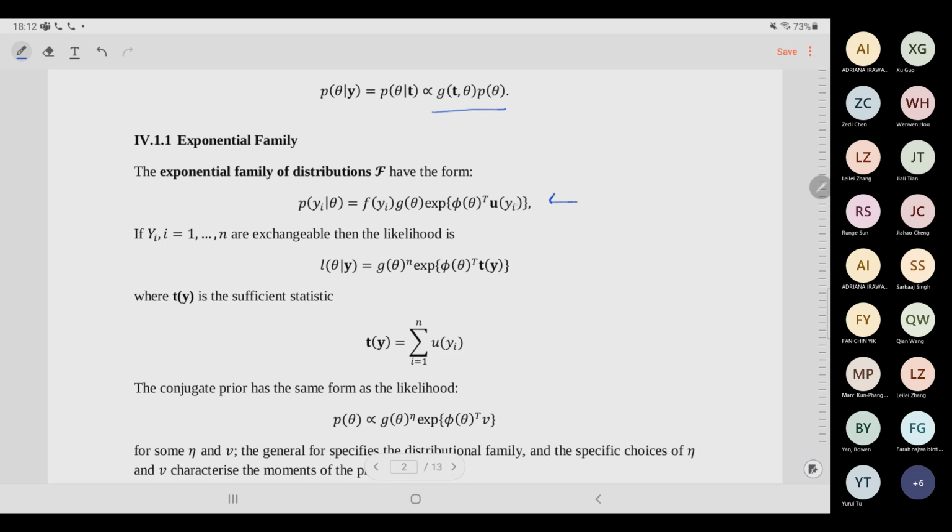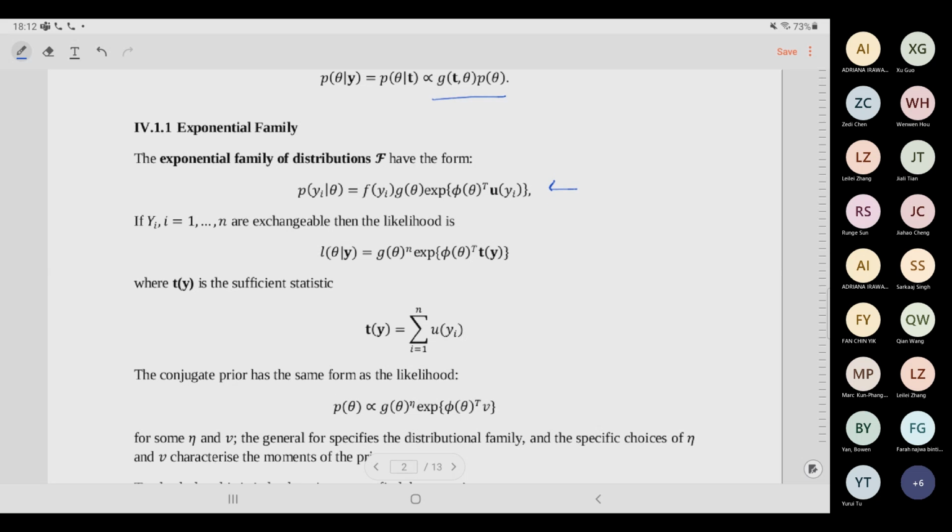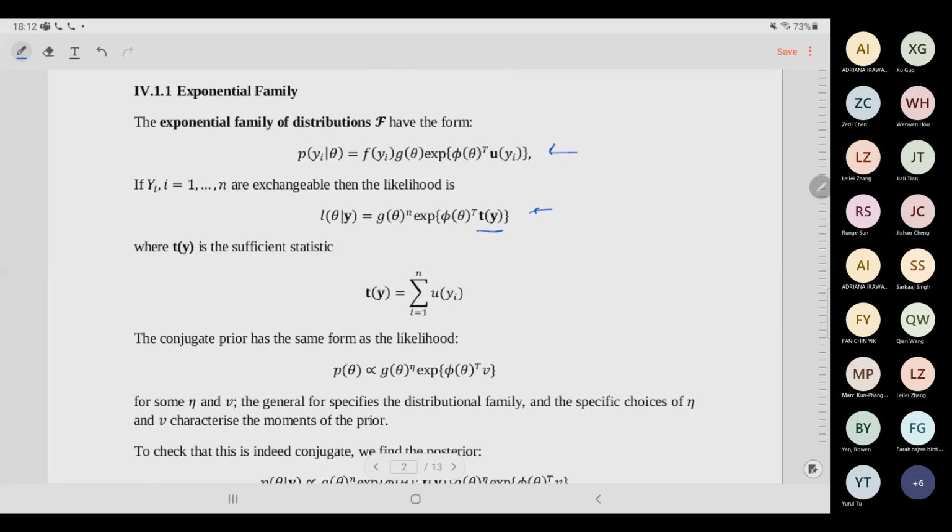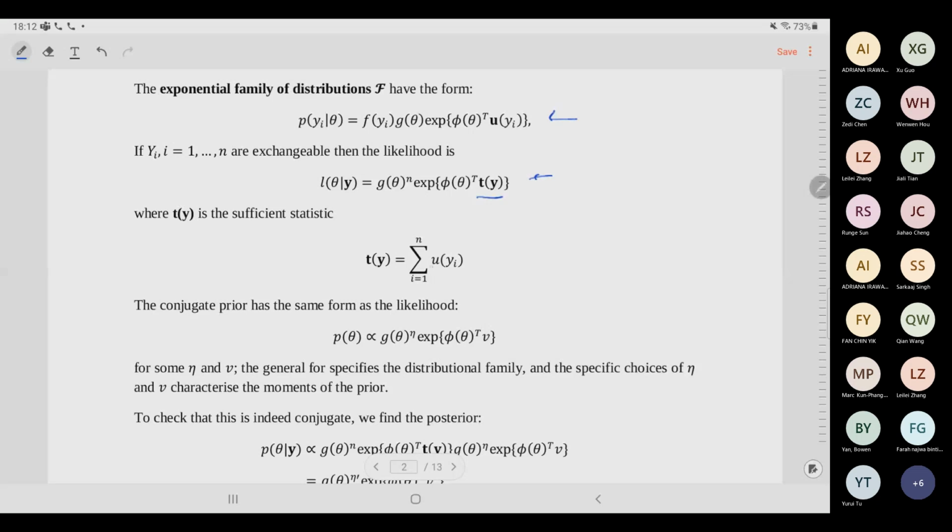Okay, and if y is exchangeable, then the likelihood can be rewritten into this form, which is g of theta to the power n times the exponential of a function of theta and t. So t now is your sufficient statistic, and the sufficient statistic is actually the sum of your u of yi from here. So it's a sum of u of yi from 1 to n, because your data is from 1 to n.